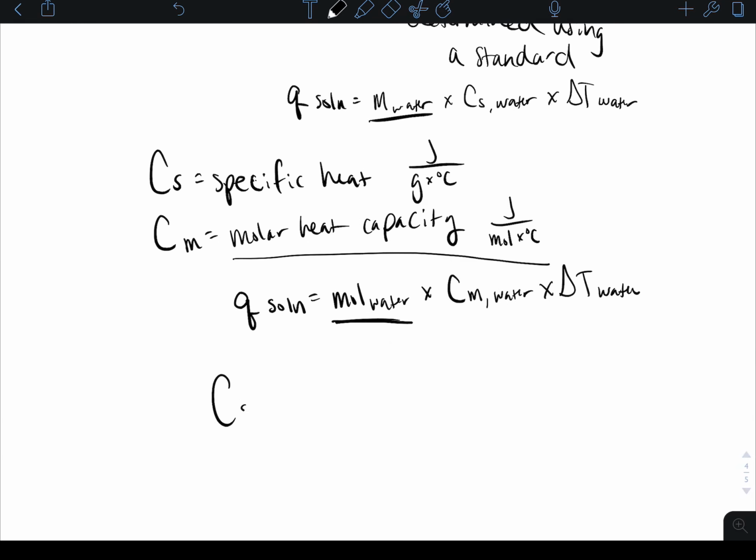Just as a note, one of the specific heats you're going to use the most is of water. And it's 4.184 joules per grams times by degrees Celsius. This will be given, but it's good to keep it in mind.